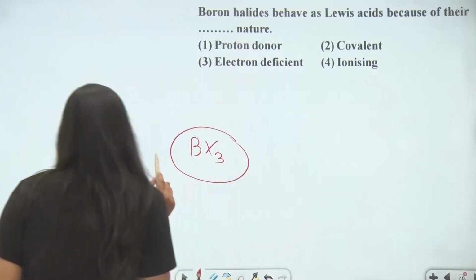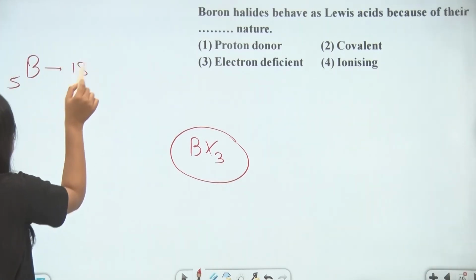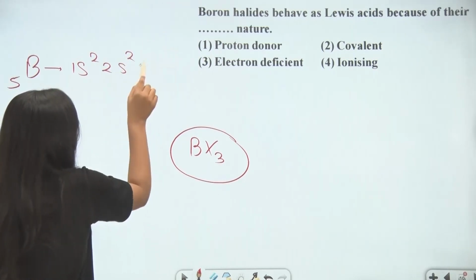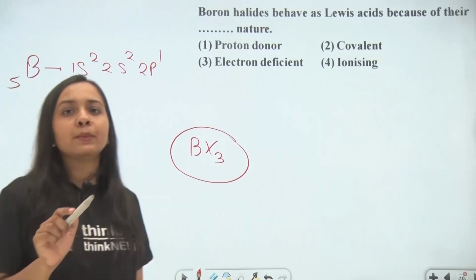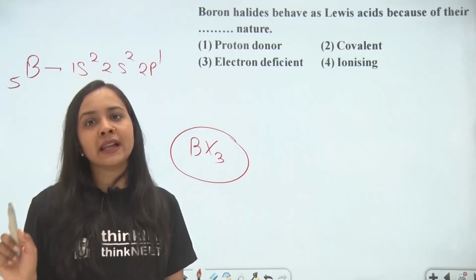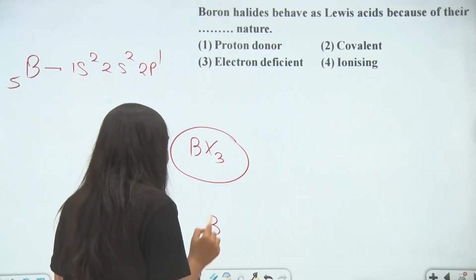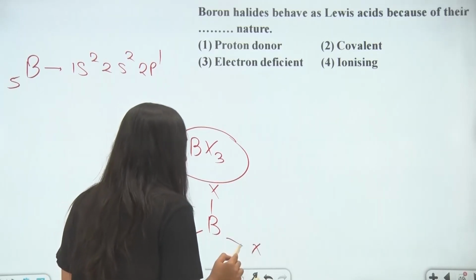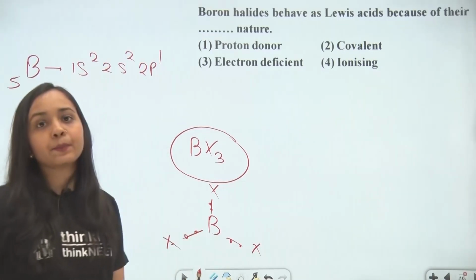And if we talk about boron, boron has atomic number 5 and electronic configuration 1s2, 2s2, 2p1. Now you can say that in the outermost shell, boron has 3 electrons and these 3 electrons are paired with the electrons of the halogen, right? So totally, boron now has 6 electrons in its outermost shell.